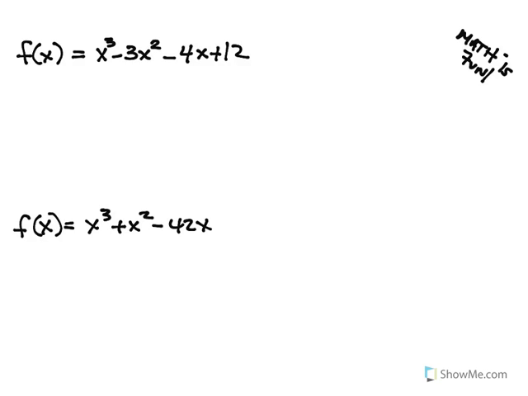Okay, here we are going to use factoring to find the zeros. So remember, zeros is basically just an x-intercept. So we make the y 0.